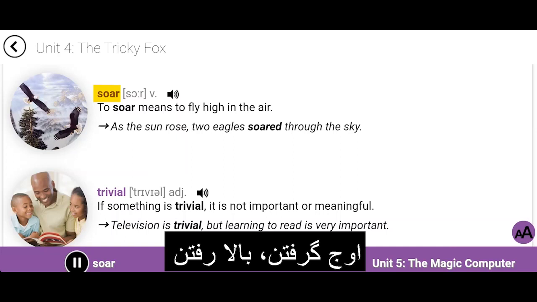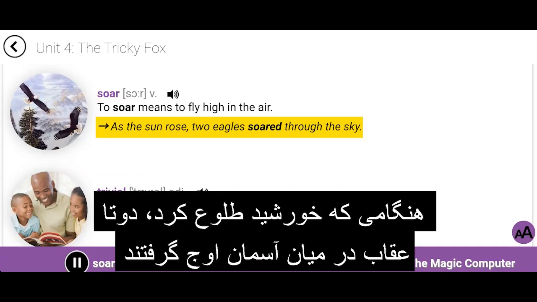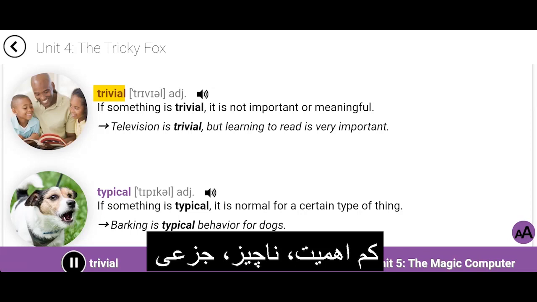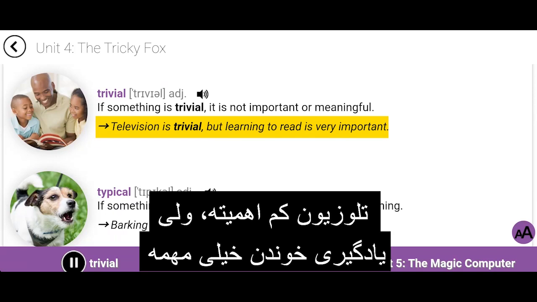Soar. To soar means to fly high in the air. As the sun rose, two eagles soared through the sky. Trivial. If something is trivial, it is not important or meaningful. Television is trivial, but learning to read is very important.